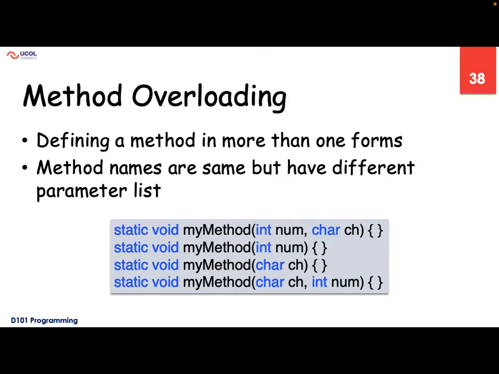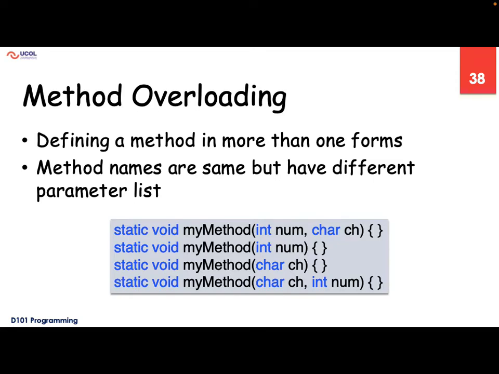In the first we have one integer and one character. In the second one we have one integer only parameter. In the third one we have one character parameter. In the fourth one we have a character and an integer, but the order is different. Here int and character; in the fourth, character and int. The order of the parameters is different, and that is also acceptable. The first parameter is integer and the second is character; in the other, the first is character and the second is integer.